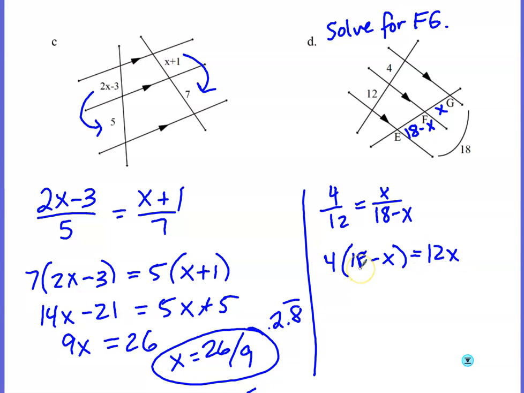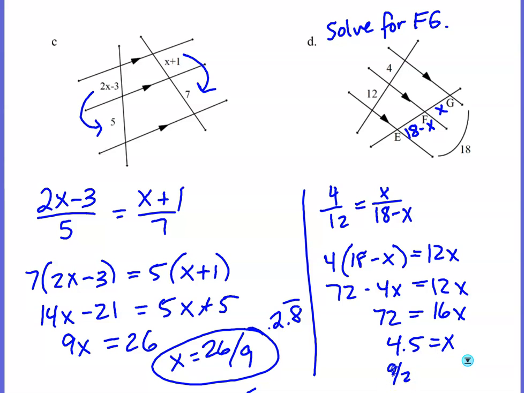So then I would distribute properly, right? Be careful. So 4 times 18 is 72 minus 4x equals 12x. Add the 4x to both sides. Divide 72 by 16, and I get 4.5, or 9 halves if you wanted to leave it a fraction. And the nice thing is, because you made x FG, you solved already for exactly what you wanted, right? X was FG. Okay, make sure you take a look at that because that does get people.